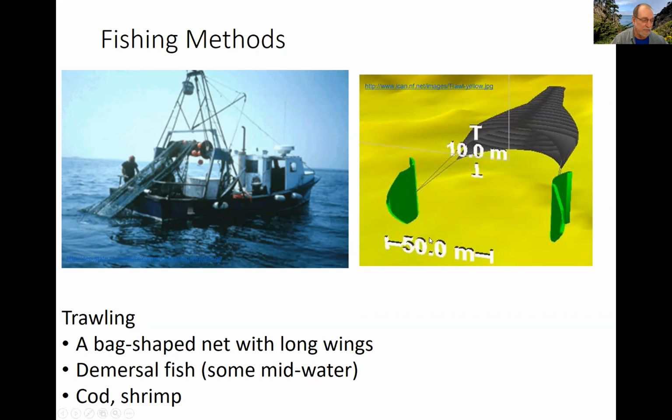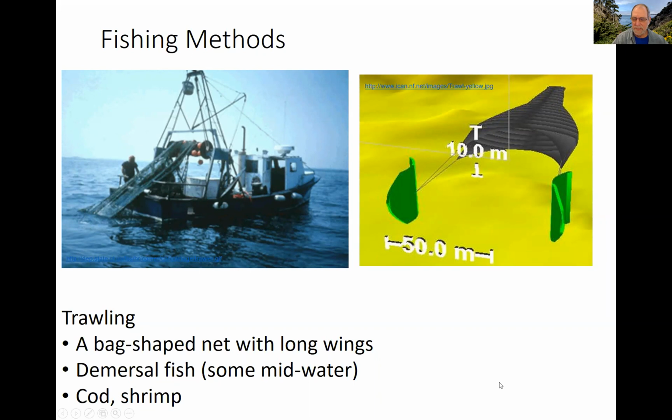So what are trawl nets used for? Fish that live on the bottom, called demersal fish. There are also midwater trawls that don't go on the bottom, that just sort of go through the water. So Alaska pollock are more pelagic than cod or other species, and so they're caught with midwater trawls. But cod and shrimp, orange roughy, are typical species that are caught by trawling.